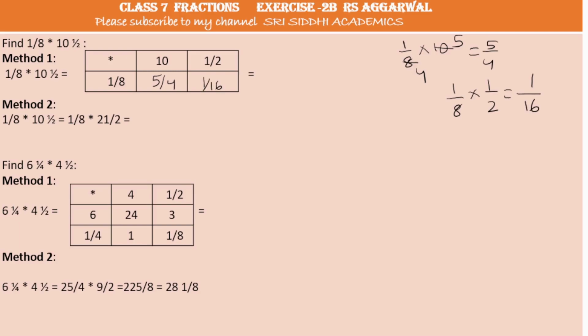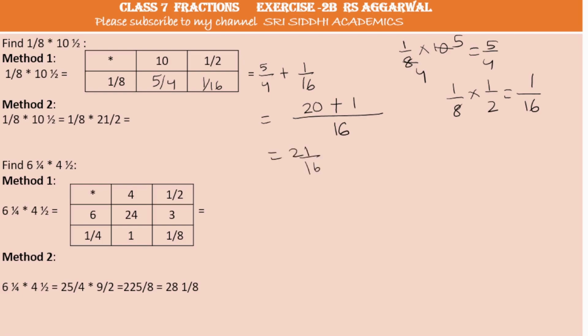Now we will add these two fractions up to get the final answer. 5/4 plus 1/16. So what will happen? If I find the LCM of 4 and 16, the LCM will be 16. Like we have discussed many times before, if one number is a multiple of the other, like 16 is a multiple of 4, then the LCM of both numbers will be the multiple, 16. So 16 divided by 4 is 4. 4 we multiply with 5, it will be 20. 16 divided by 16 is 1. 1 multiplied with 1 will be 1.